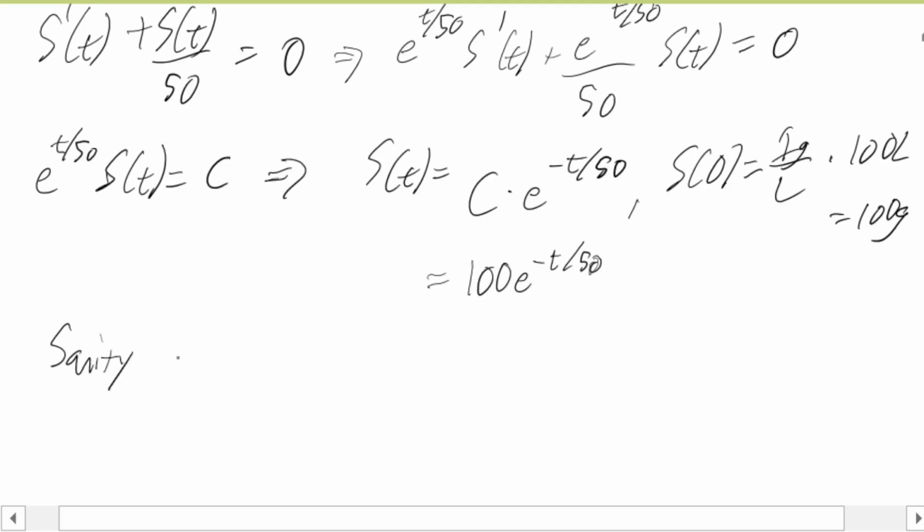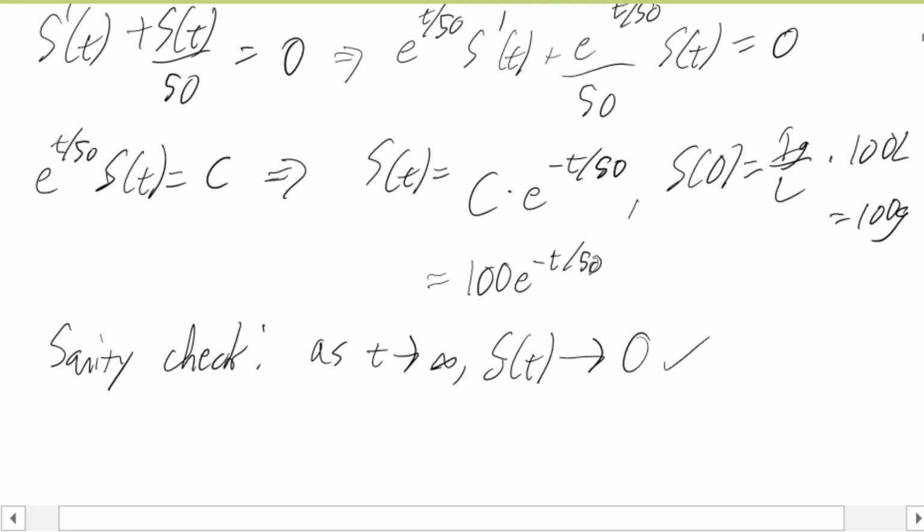So as a good sanity check, and you should do this with all these modeling problems, you should maybe plug in certain values and think about when time goes to infinity. In this case, as time goes on to infinity, the salt goes to 0, and that checks out with what this problem is saying. If we're just pouring in pure water, then as time goes on, it's going to get more and more diluted, and there's going to be less and less salt, and the salt is going to go to 0. So it checks out.